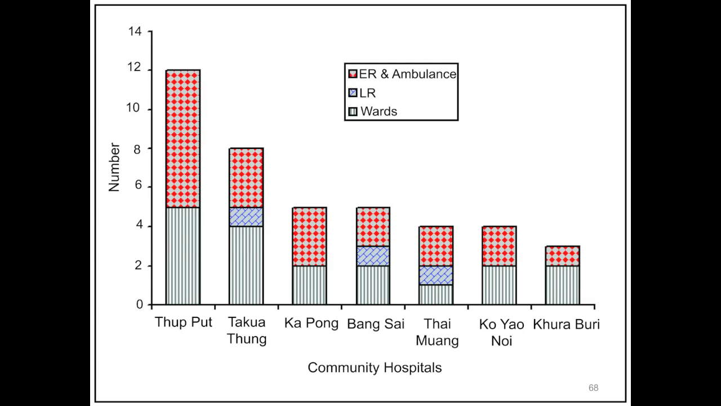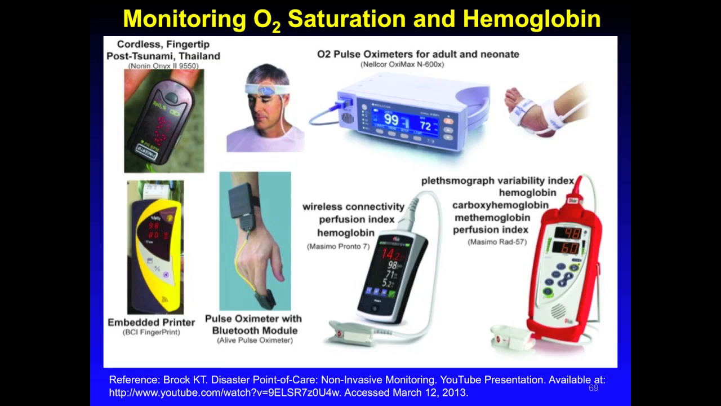The next slide shows you more research from the Phang Nga area. These are on the horizontal axis, the different community hospitals in that province. And then on the vertical axis, the number of pulse oximeters or oxygen saturation monitors that we found in place. Slide 69 is a collage of these different devices. The upper left photo is one I took after the tsunami. It shows a very handy little fingertip pulse oximeter that can be used to monitor pulse and oxygen saturation.